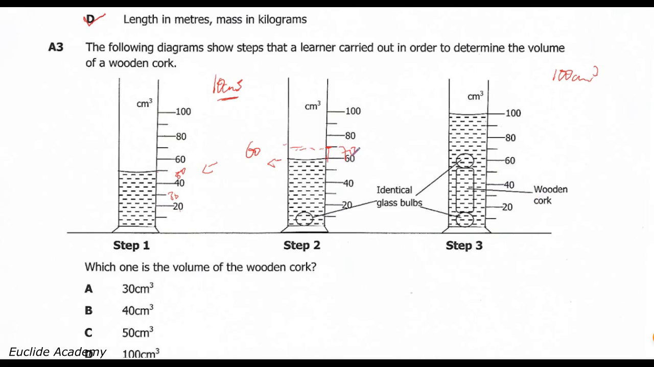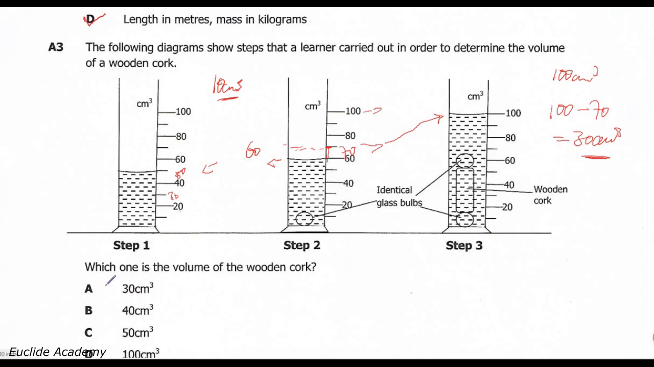If we add the wooden cork, now we are starting from 70. So from 70 we go all the way to 100, as it is showing there. Which means the volume of the wooden cork only, removing the volumes of the identical glass bulbs, should be 100 minus 70 centimeters cubed, and that will give us 30 centimeters cubed. And that is how we can look at this question. So which one is the volume of the wooden cork?